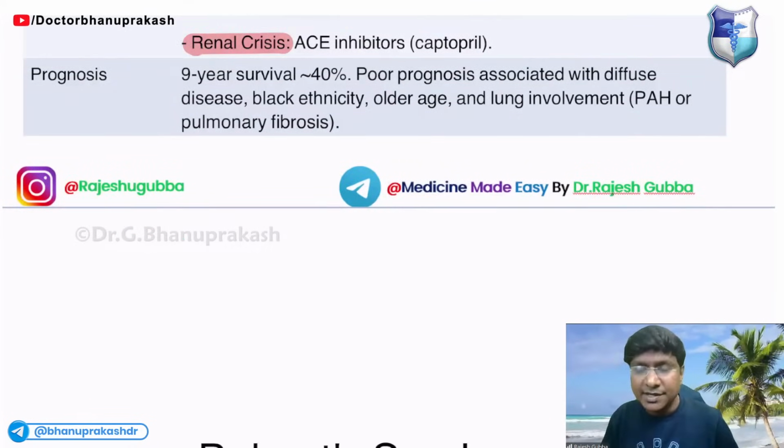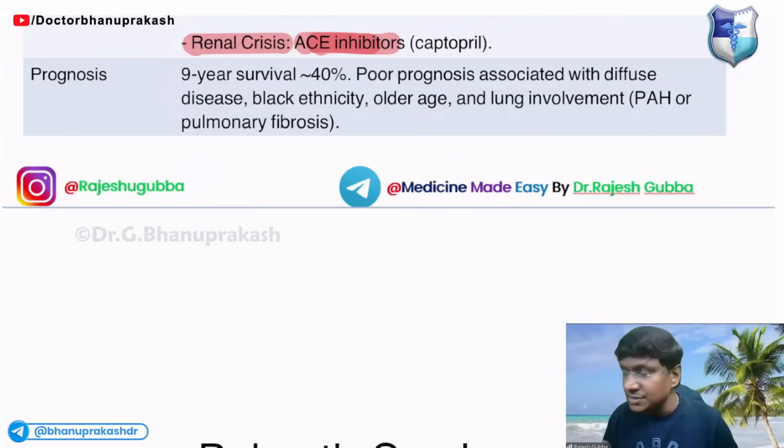Why is that due to renal artery stenosis? Whenever there is renal artery stenosis, there is activation of RAS. So for that, what should we give? You should give the ACE inhibitors. And overall, how will be the prognosis in these individuals? Nine-year survival rate is around 40%.